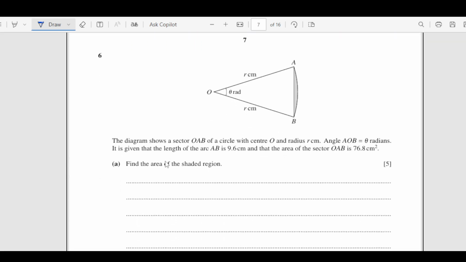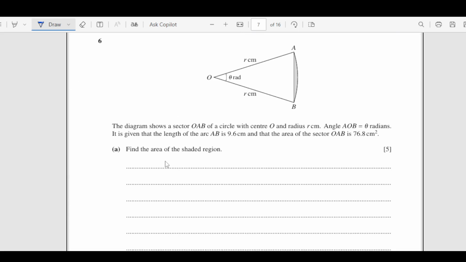We have question number 6 here. You can see the diagram shows the sector OAB of a circle with center O and radius r. The angle AOB is theta radians. So we have this angle here. It's given that the length of the arc is 9.6 and the area of the sector is 76.8 centimeter squared. Find the shaded area.